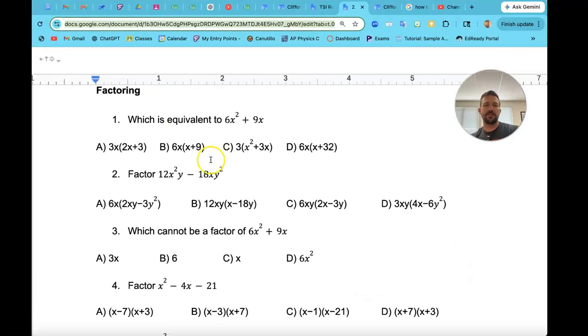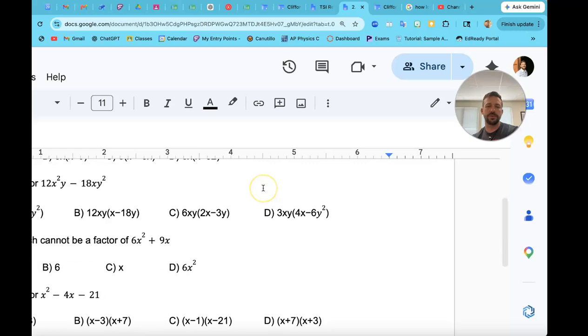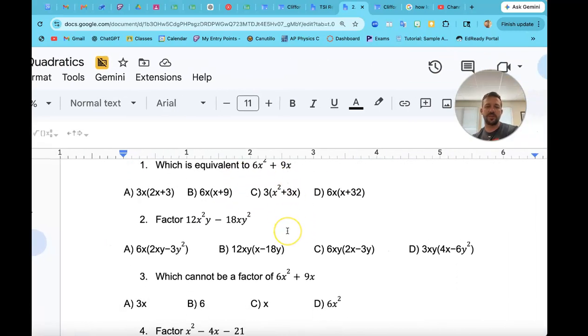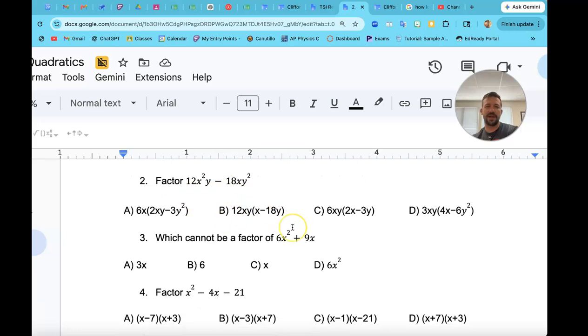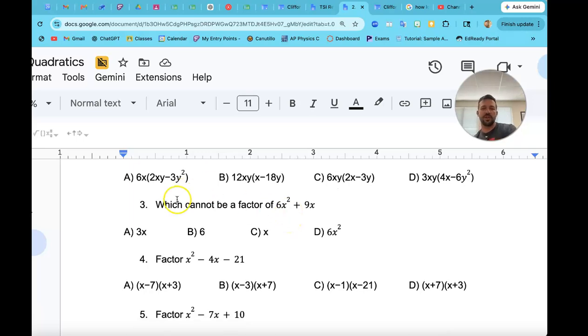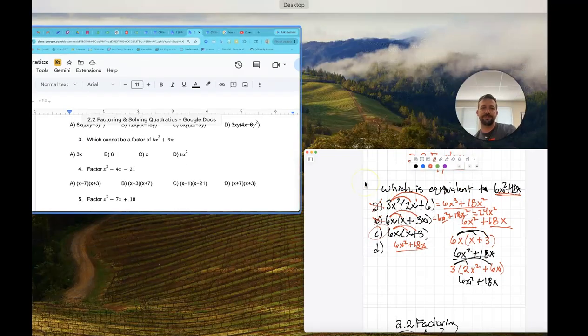And I put some for you to practice, which is equivalent to that, and then you can practice it like that, factor that. Which cannot be a factor? That's the one I thought would be a little tricky for you guys. Which cannot be a factor of 6x squared plus 9x? I just did one similar to it, right?